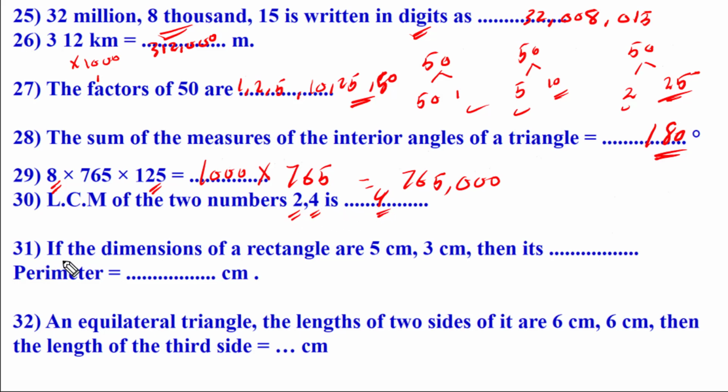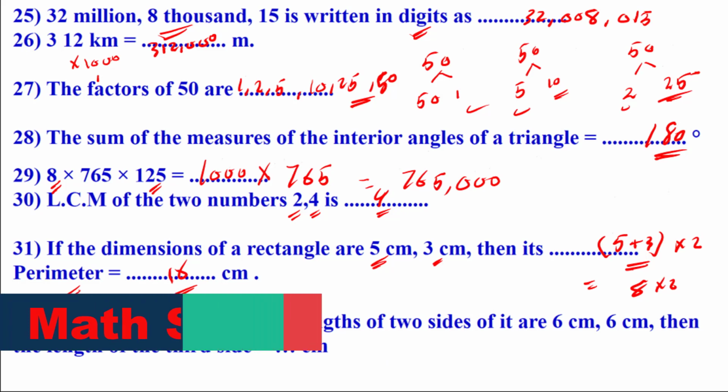Number 31, if the dimension of a rectangle are 5 and 3, then its perimeter equals what, guys? To find its perimeter, we will add the two dimensions 5 plus 3, then we will multiply the sum by 2. 5 plus 3 equals what? Equals 8. 8 times 2 equals what, guys? Equals 16 centimeter.